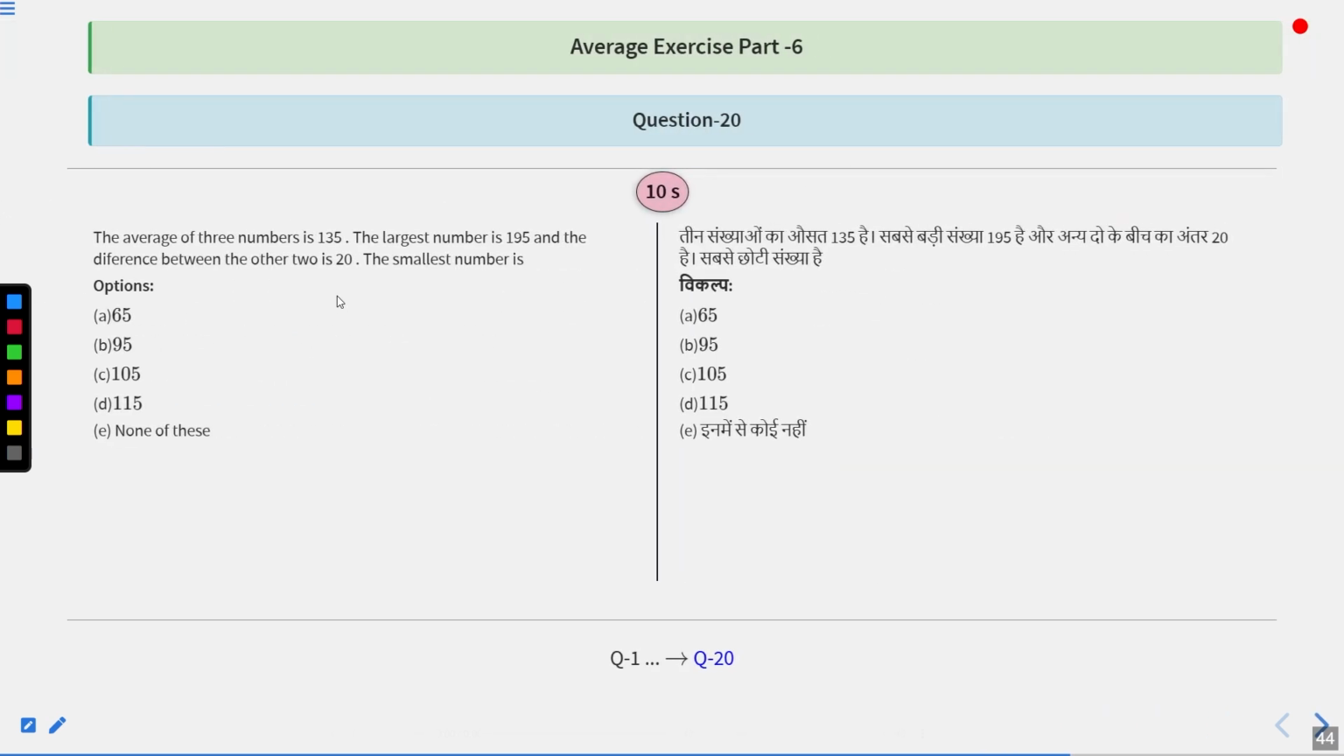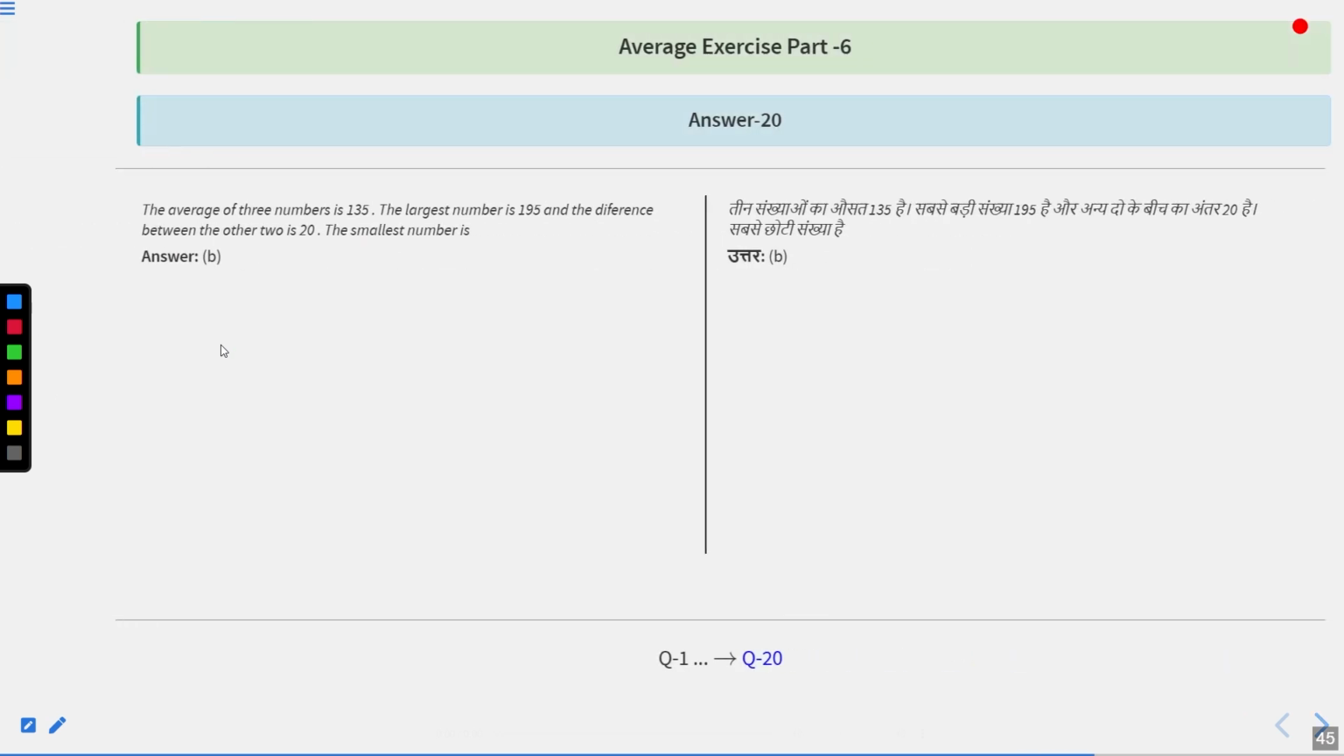Next one. The average of 3 numbers is 135. The largest number is 195 and the difference between the other two is 20. The smallest number is. You have 5 options and 10 seconds to analyze the question. Your time starts now. Now time's up. Let's see the solution.